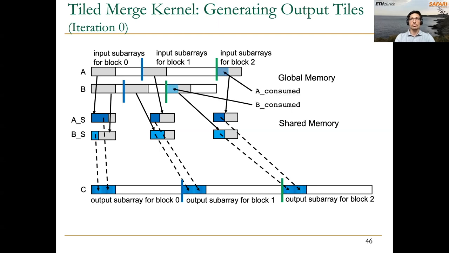Now, one thing that we have to observe here is that in reality, we are likely not consuming the whole input tiles that are allocated in shared memory, but only part of the tiles. So that's why we want to keep track of how much of the tiles has been consumed. That's why we use these variables A consume and B consume, because we need them to keep track of what elements from the input have already been copied or have already been placed onto the output and start from there.